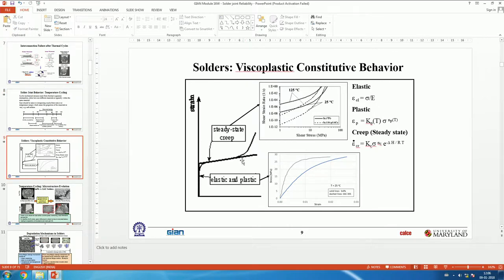Okay, so here is what elastic plastic ductile deformation looks like. We use a power law relationship between stress on the vertical axis and strain on the horizontal axis. The elastic portion is just linearly proportional.